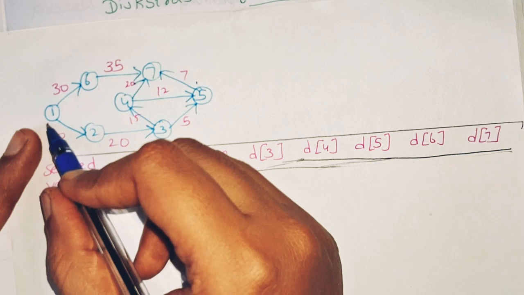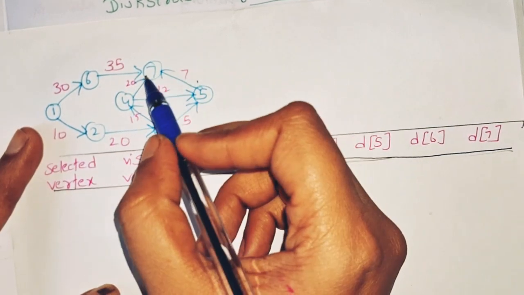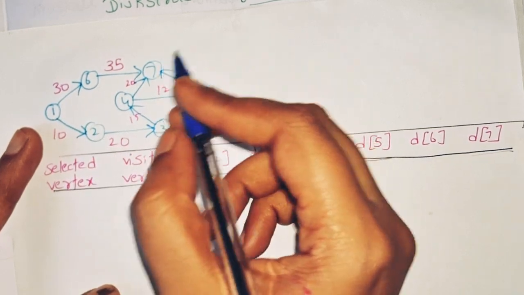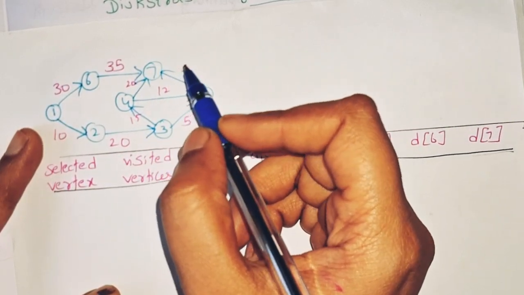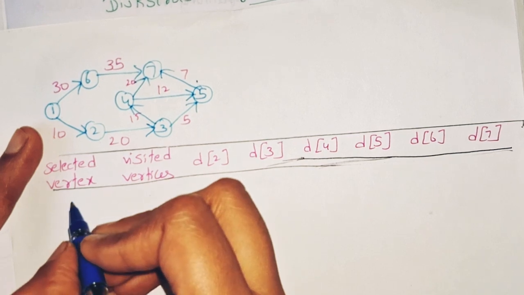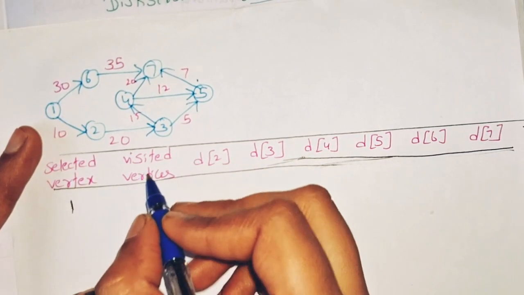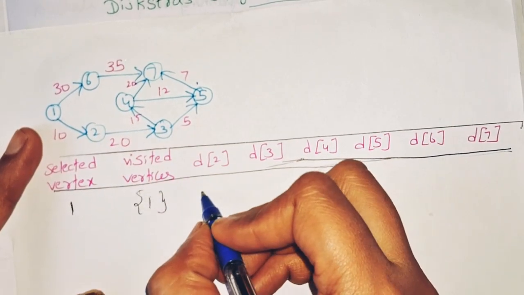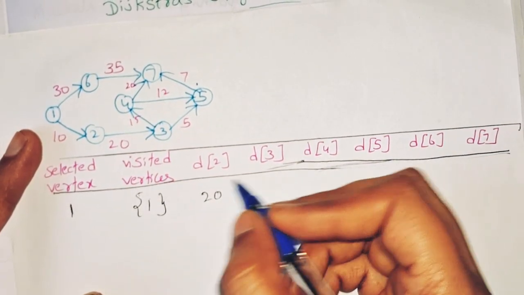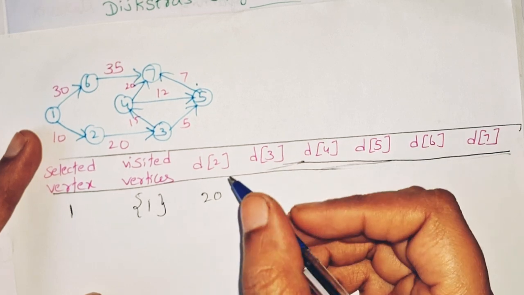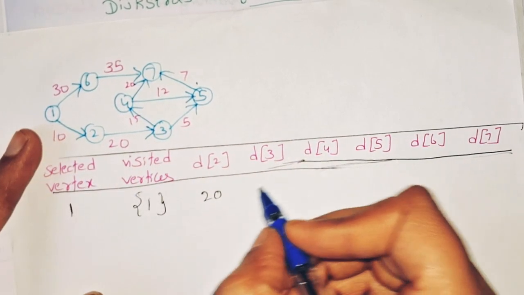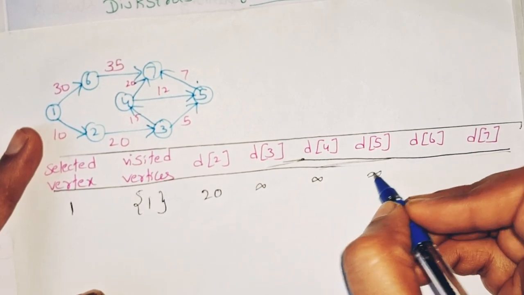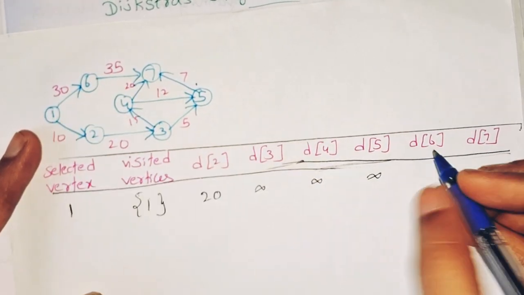Initially the source will be 0, and the nodes which are not reachable directly from the source node are made infinity. Now the selected vertex is 1 and the visited vertices are 1 only. So d of 2 is 10, and d of 3 is infinity because we cannot directly reach 3 from 1. 4 is infinity, 5 is infinity, and the cost of 6 from 1 is 30.